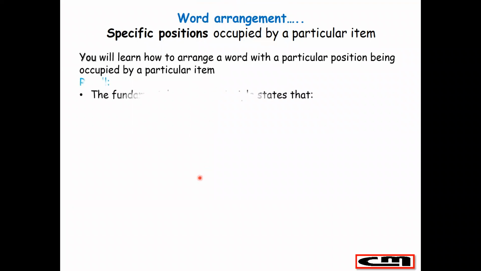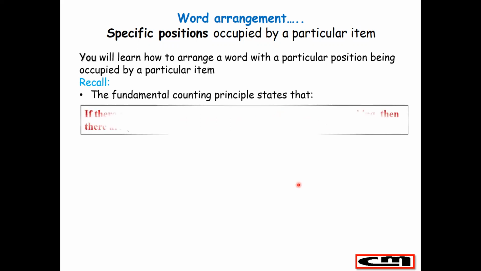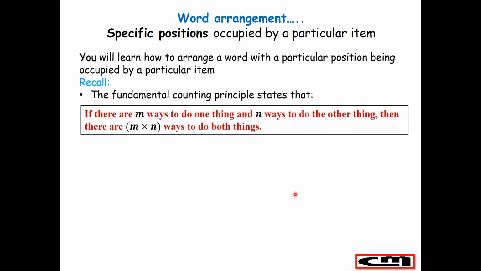Let us recall the fundamental counting principle, which simply states that if there are m ways to do one thing and n ways to do the other thing, then there are m times n ways to do both things.